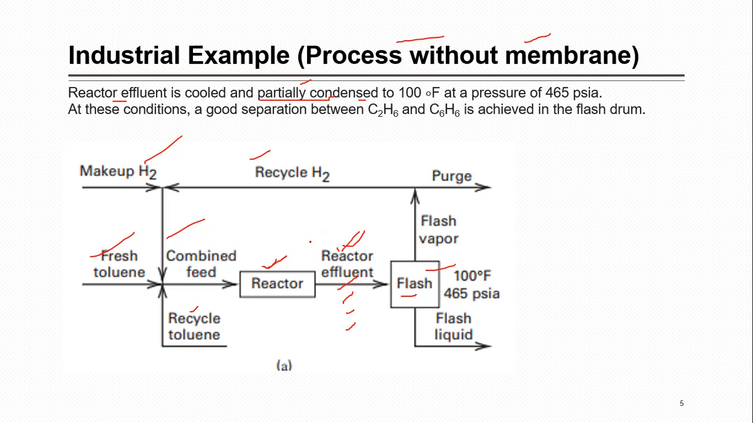So we will look at which are condensed and which are not condensed. At 100 degrees Fahrenheit and a pressure of 465 psi, these are the conditions at which we are operating this. At these conditions, a good separation between C2H6 and C6H6 is achieved in the flash drum.